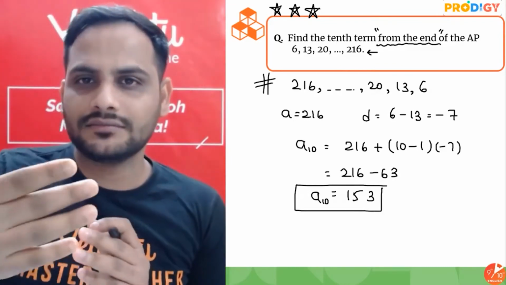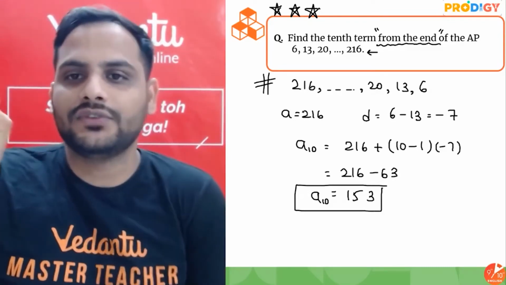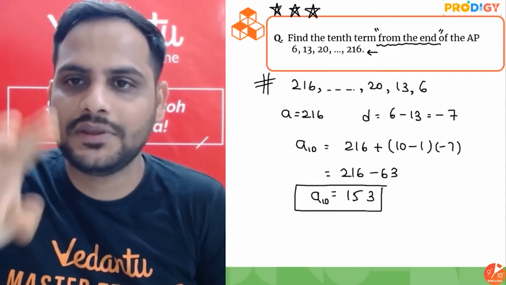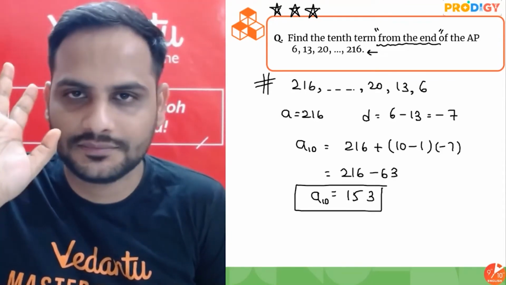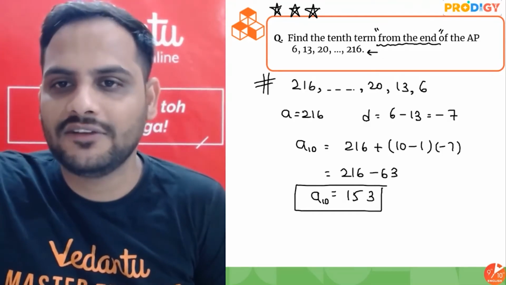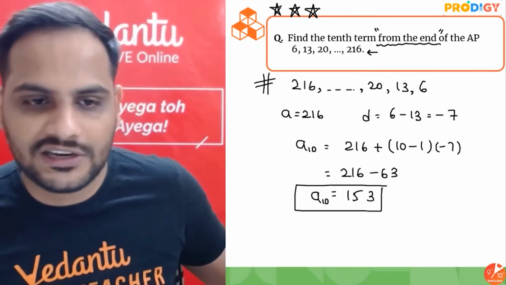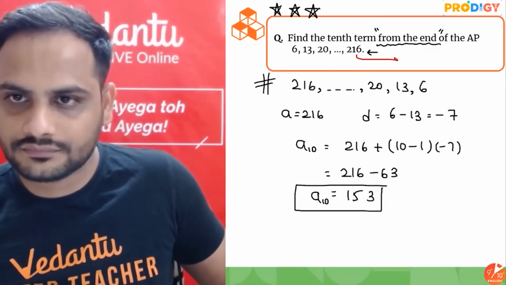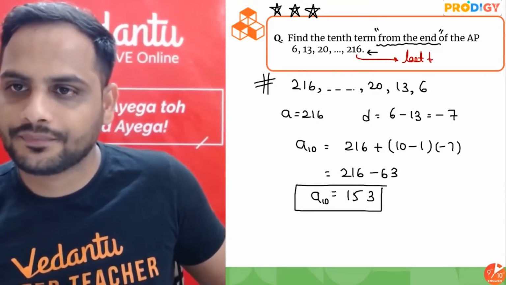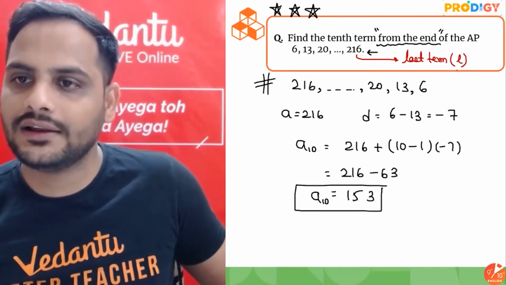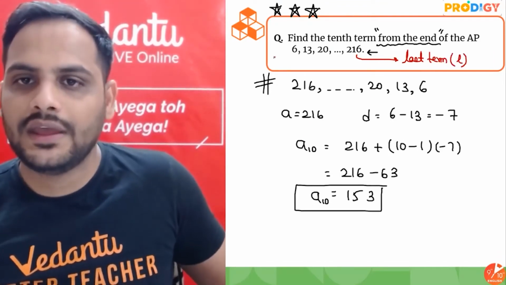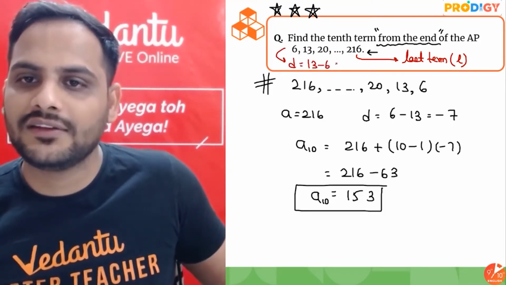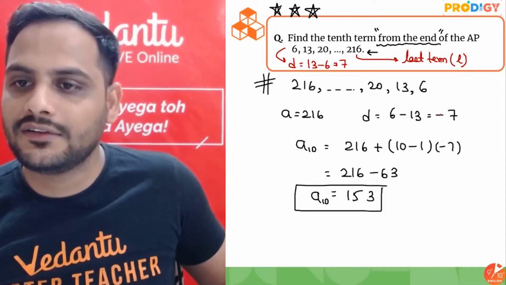Now this is the method. This is the general method which we will be using, and we just reverse this AP. Once you reverse the AP, the last term becomes the first term, and the common difference changes. Look here, in the original AP, this is your last term, let's say L, which became the first term over here. And the common difference over here, if I check A2 minus A1, 13 minus 6, is 7, and here it is minus 7.